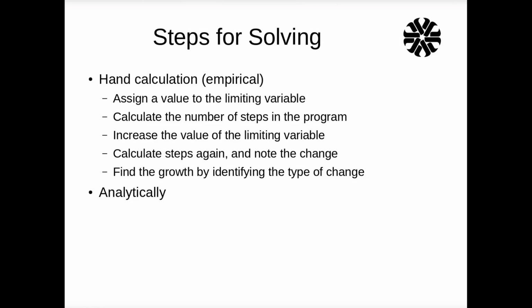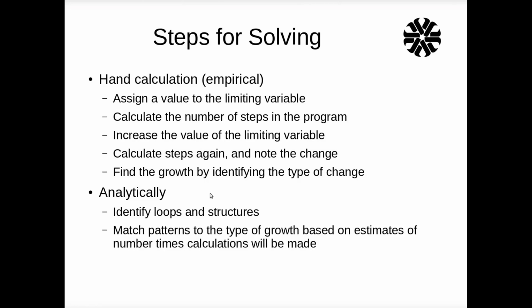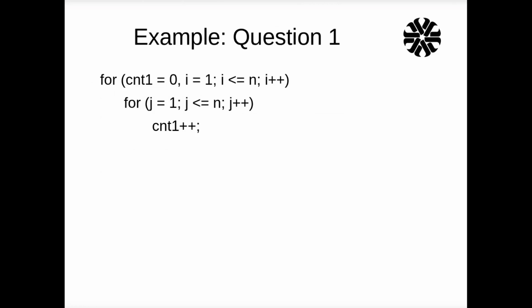And then you can also do it analytically. What this means is you just look at the code and the structures and figure out what it is. Do I have a nested loop here with this many values? It's probably going to be this sort of thing. So the hand calculation method is doing the math and counting the values, while the analytical method is based on estimates from what the algorithms are. If you see nested loops, they tend to be quadratic or something like that.